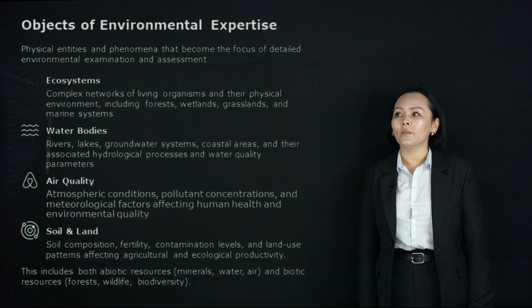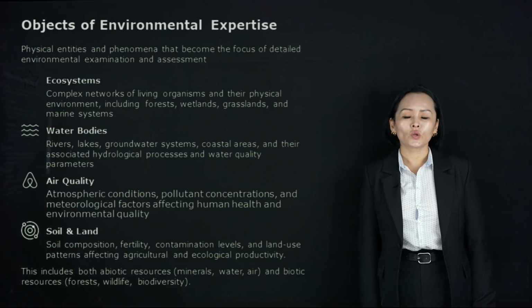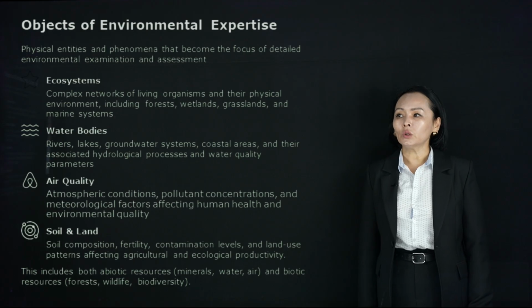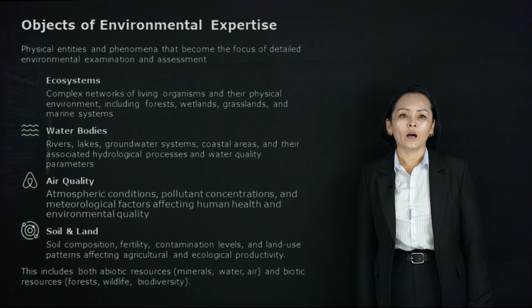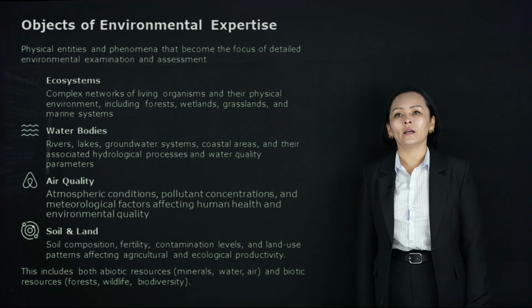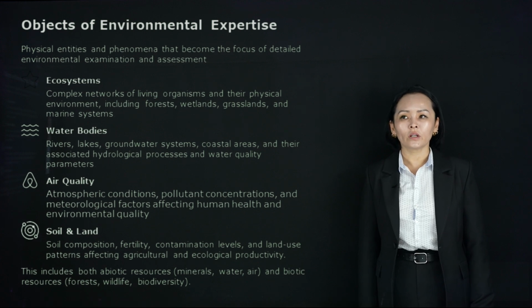These ecosystems, water bodies, air quality, soil, and land include both abiotic resources. Abiotic resources are minerals, water, and air. And next, biotic resources. Biotic resources are forests, wildlife, and biodiversity.